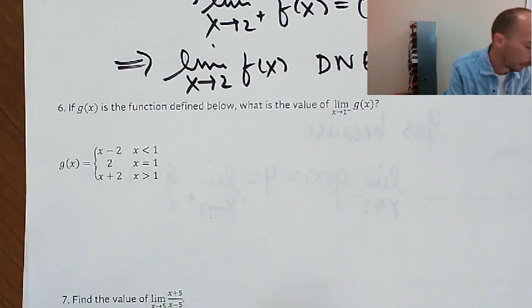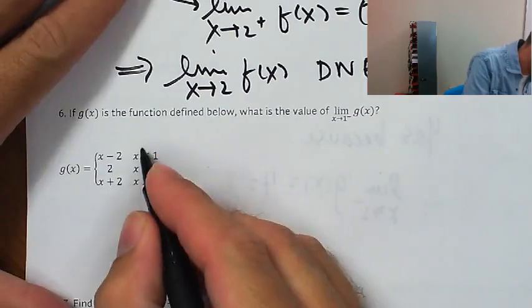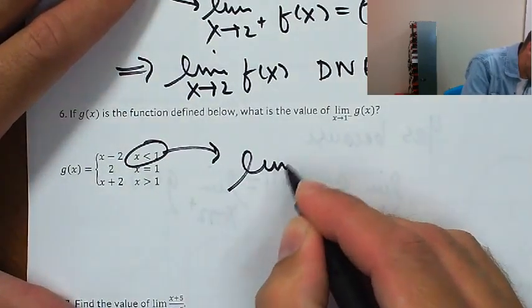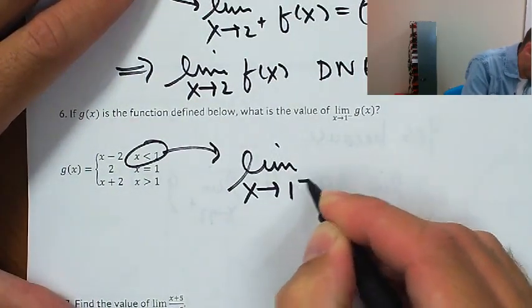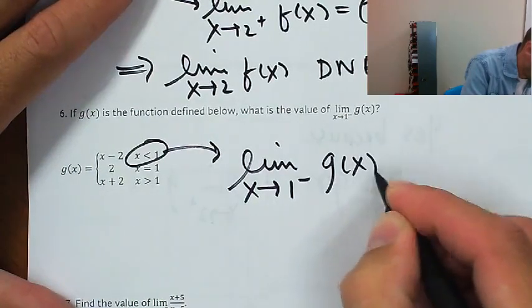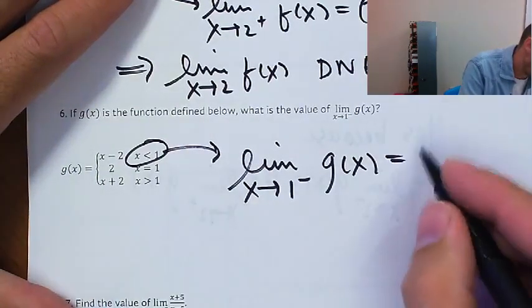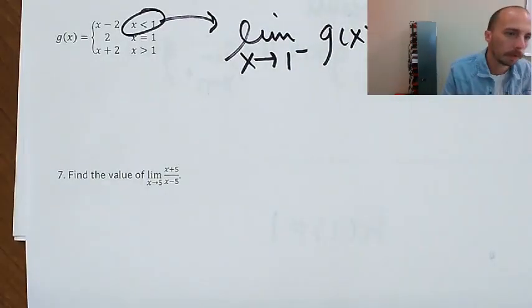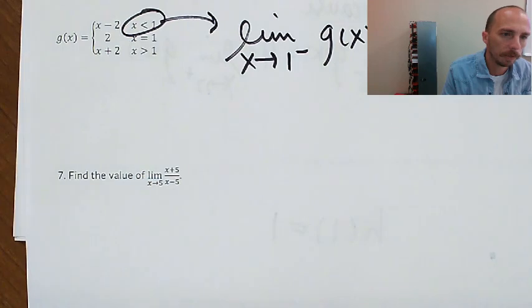What's the limit as x approaches 1 from the negative side of g of x? Well, we're just really interested in where x is less than 1. The limit as x approaches 1 from the negative side of g of x is going to equal 1 minus 2. That's negative 1.